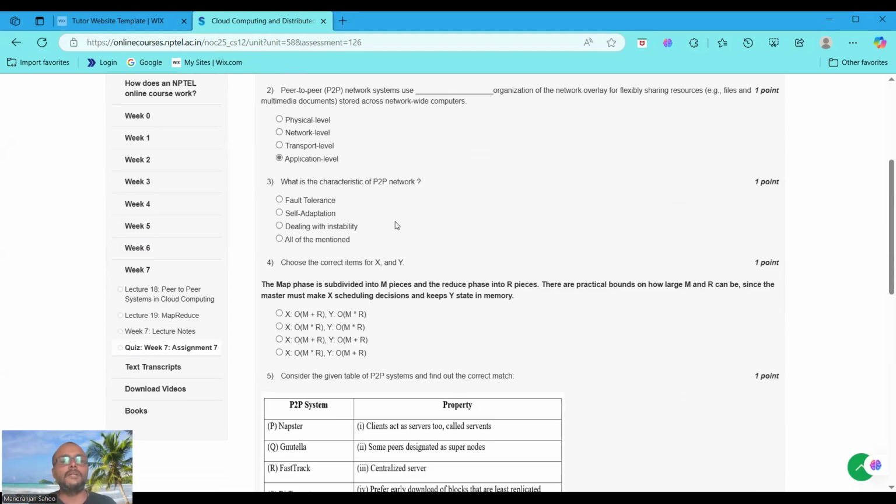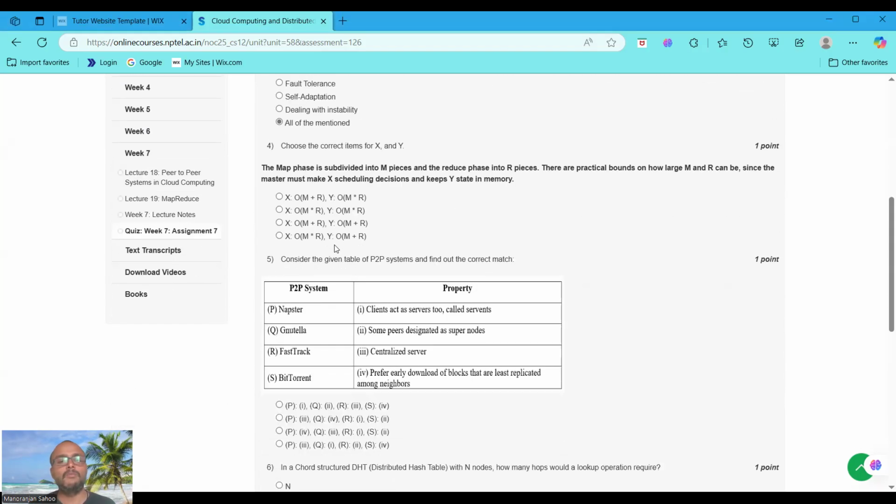What are the characteristics of a P2P network? The characteristics are fault tolerance, self-adaptation, dealing with instability. We can say all of the mentioned. All of the mentioned is the right answer because P2P networks are decentralized. They give fault tolerance, meaning no single point of failure. If a peer fails, others compensate. Second is self-adaptation, meaning peers adjust to changes, joining or leaving dynamically. Dealing with instability means handling churn, peers entering and exiting, effectively. All these are inherent traits of P2P systems. So the most appropriate answer is D, that is all of the above.